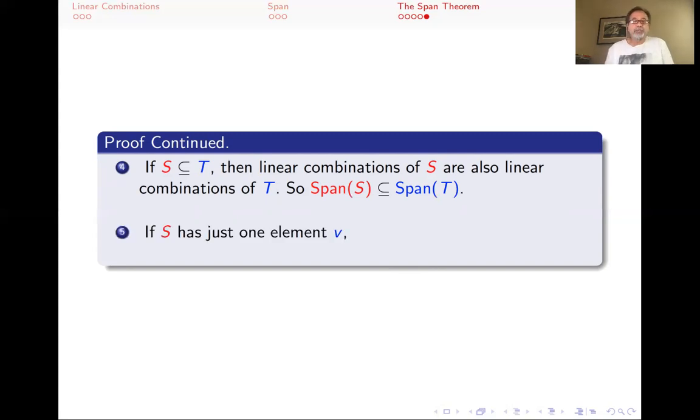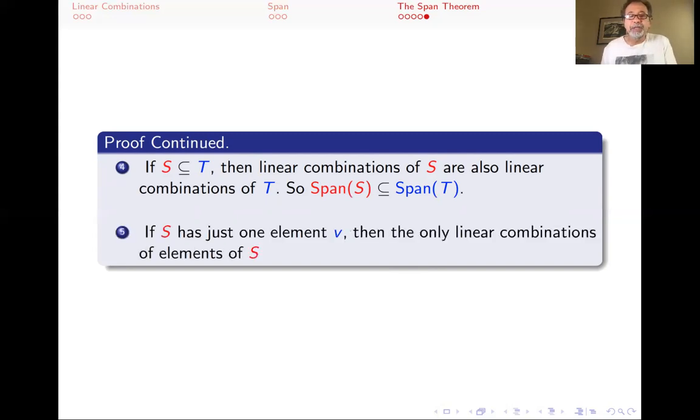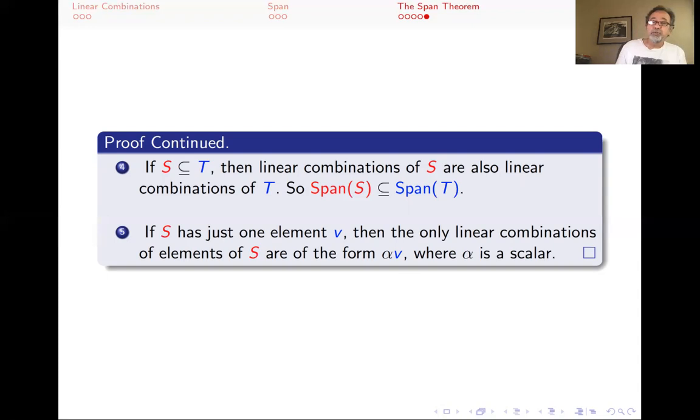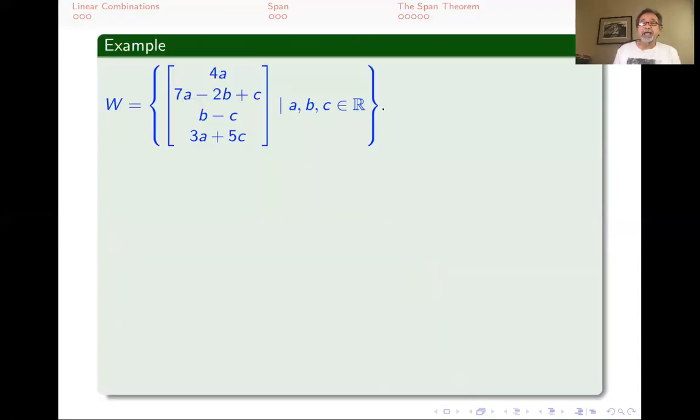And if S has just one element, then the only linear combinations are of the form alpha V, where alpha is a scalar, and that's what that was. So there we go with the proof. So I'm going to now give you three examples and a little bit of a discussion. Well, the third one is a little bit of a discussion, and then we'll be done.